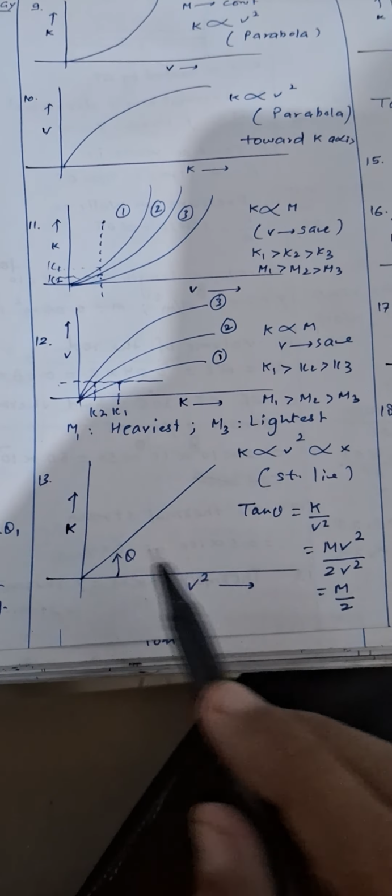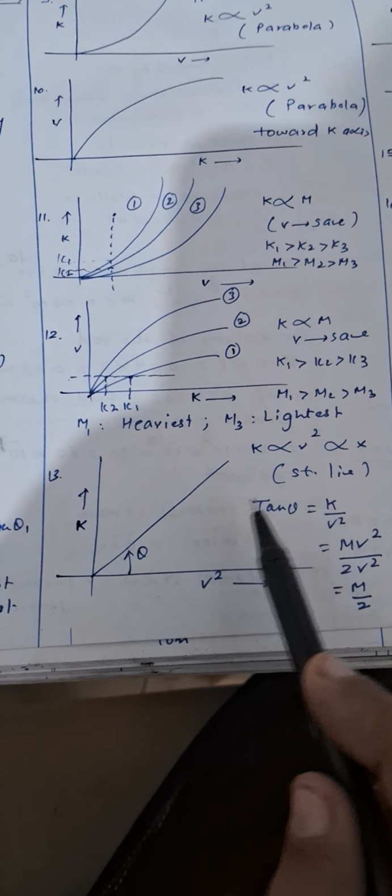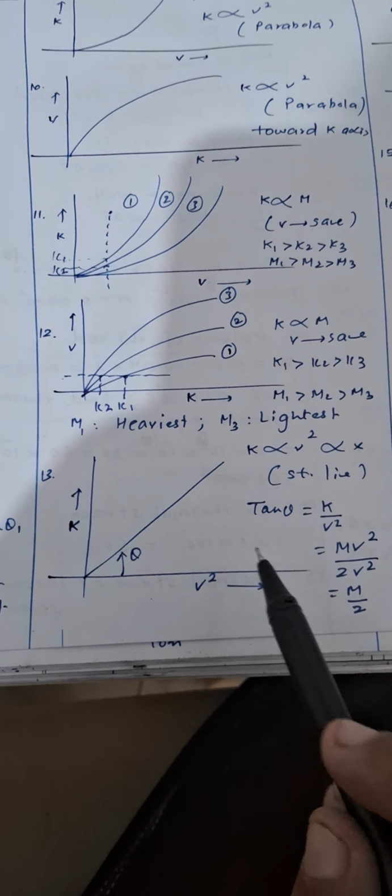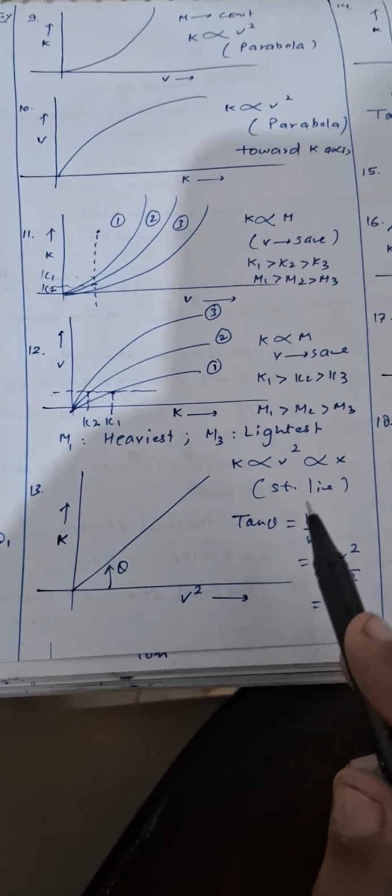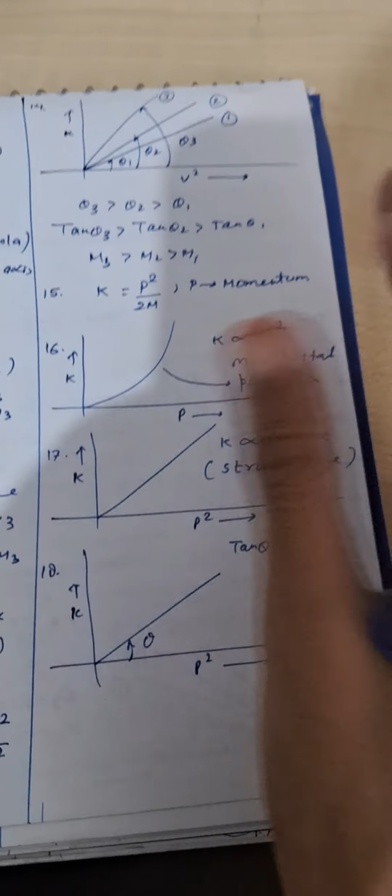Next is the relation between k and v square. So we assume that v square is x, so k is proportional to x. Graph will be a straight line. If we find tan theta, it is k by v square. Solving this, we get tan theta is equal to m by 2.